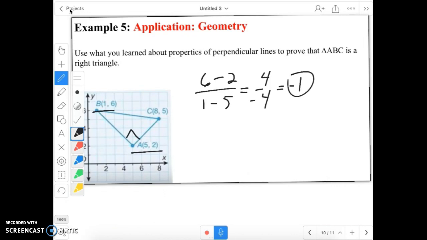That's one slope, and then I'm going to do C and A. So I'll do 5 minus 2 over 8 minus 5. So I get 3 over 3, which is positive 1. So since that's negative 1 and that's positive 1, those two would be perpendicular to one another.